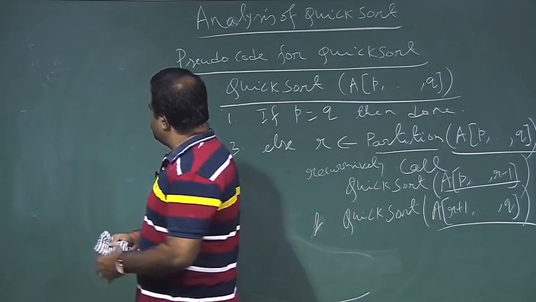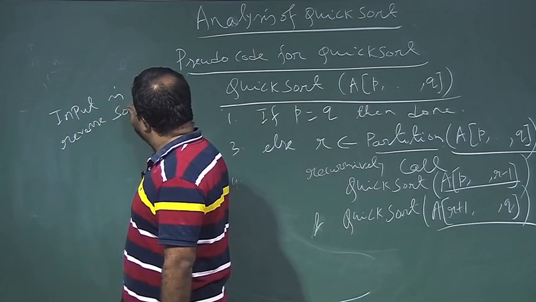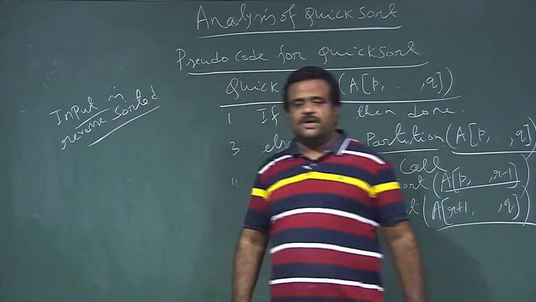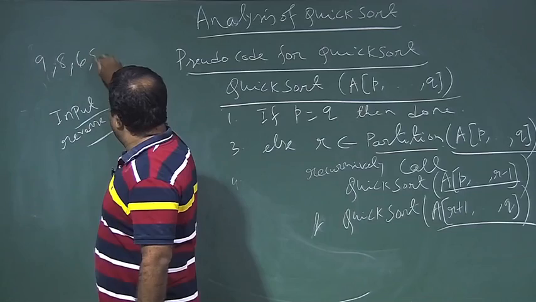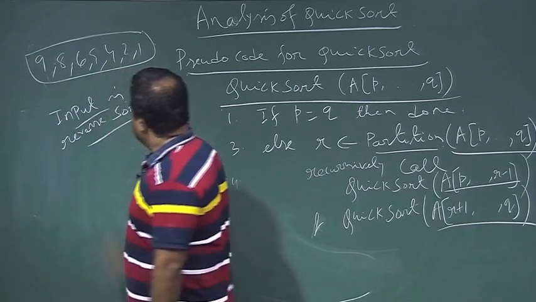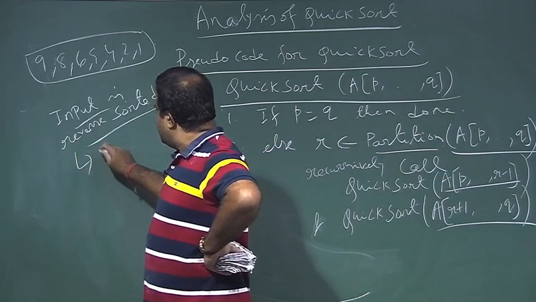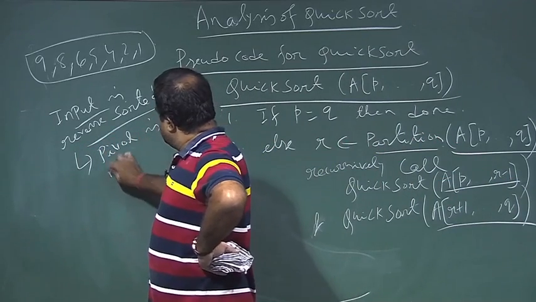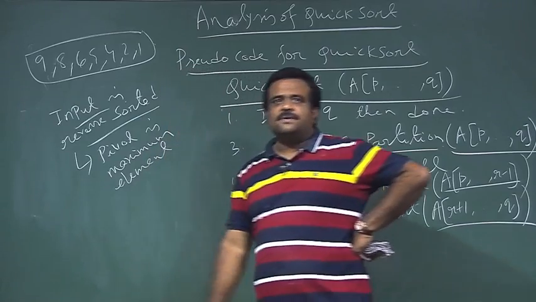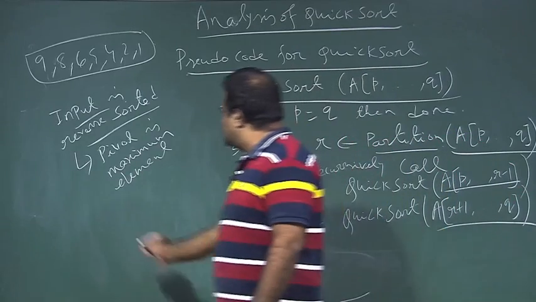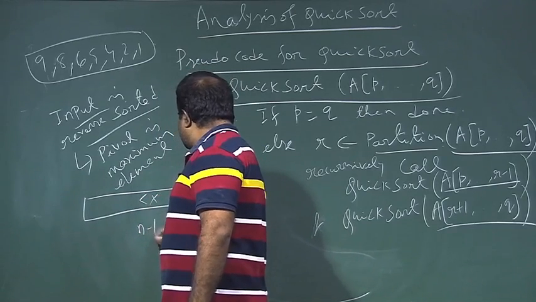So we have to analyze this. Suppose the input is reverse sorted. Reverse sorted means, say, the input is like this: 9, 8, 6, 5, 4, 2, 1. This is the reverse sorted input. If the input is reverse sorted and we are taking the first element as a pivot, then in this case the pivot will be the maximum element of the array. Now if the pivot is the maximum element, how will the partition work? Maximum means it has to be here and all the elements have to be less than it here. So it is basically n minus 1 is to 0.